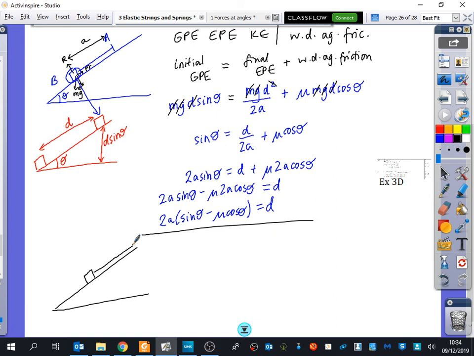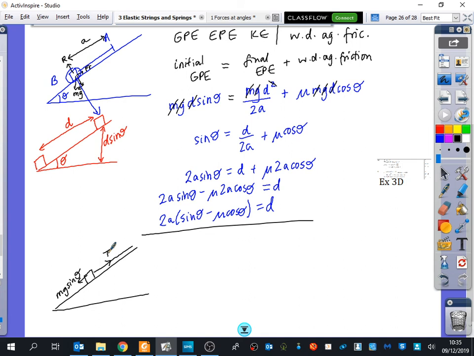So we need to think about the forces that we've got going down. One of the forces that we've got is this one here, which is mg sine theta. And that's equal to mu mg cos theta. We've got up here the tension. Which direction would the friction be going in?